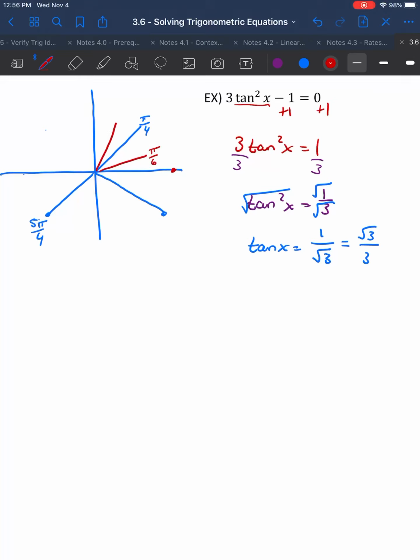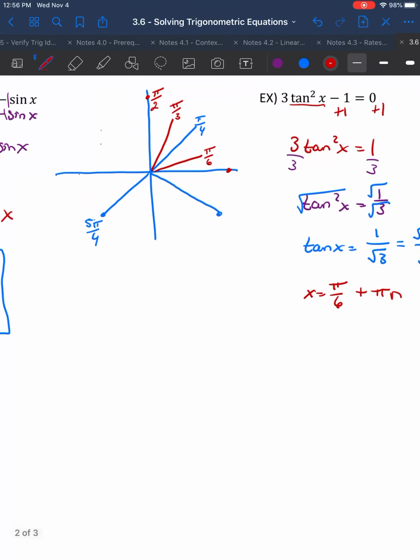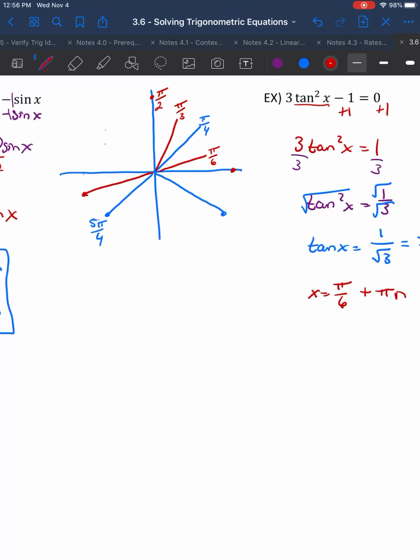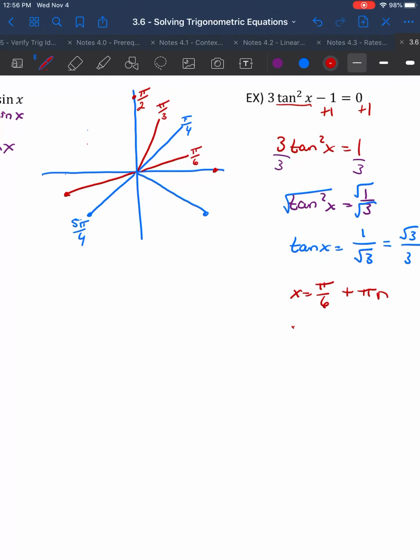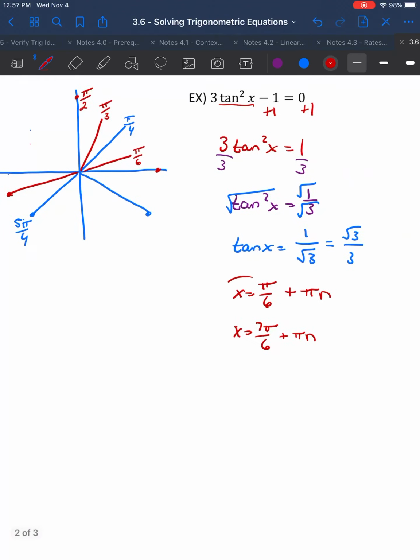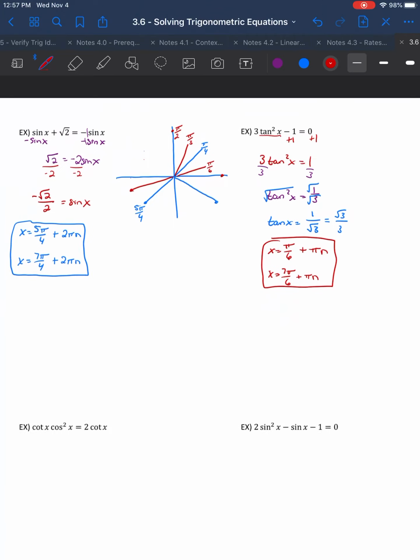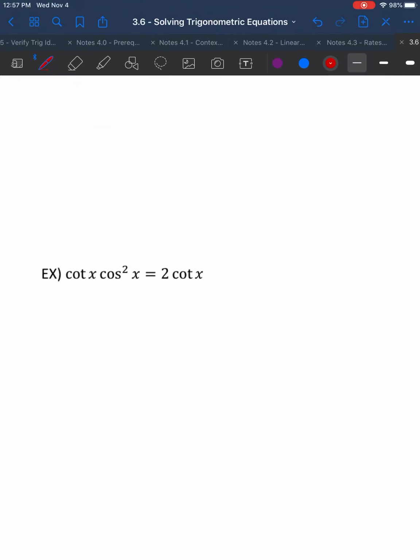So where does tangent equal square root of 3 over 3? That happens at pi over 6. But since it's tangent, tangent's period is only pi, so we're going to go plus pi n. Tangent is negative in quadrant 2, but then it's positive again back in quadrant 3. So here at 7 pi over 6. Okay.